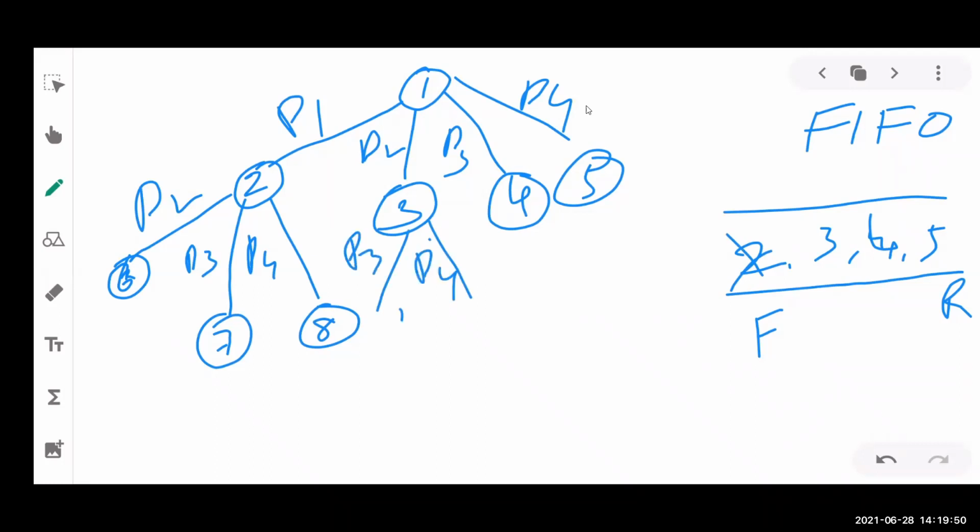So 9 and 10. So in the same way, you have to push the elements. In the same way, you have to insert the elements. After 5, it will become 6, 7, 8, 9, 10, and so on.